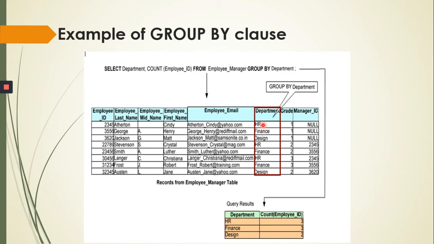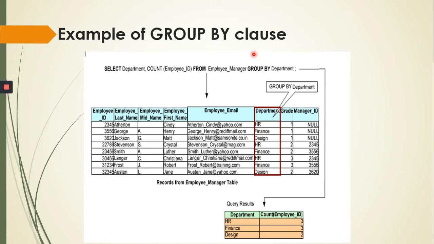Now in HR, HR is repeating three times, so the output will be 3. Same with finance: 1, 2 and 3. Finance is three times, and design is 1 and 2 times. So the output will be like this. So this is another query of the group by clause.